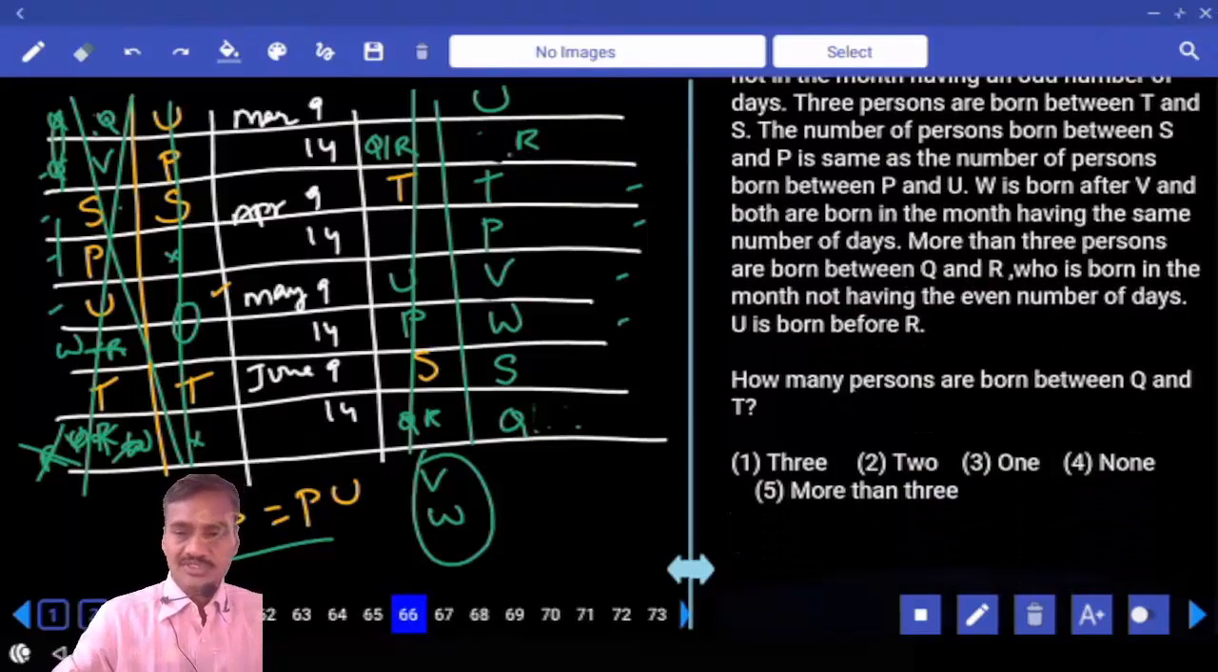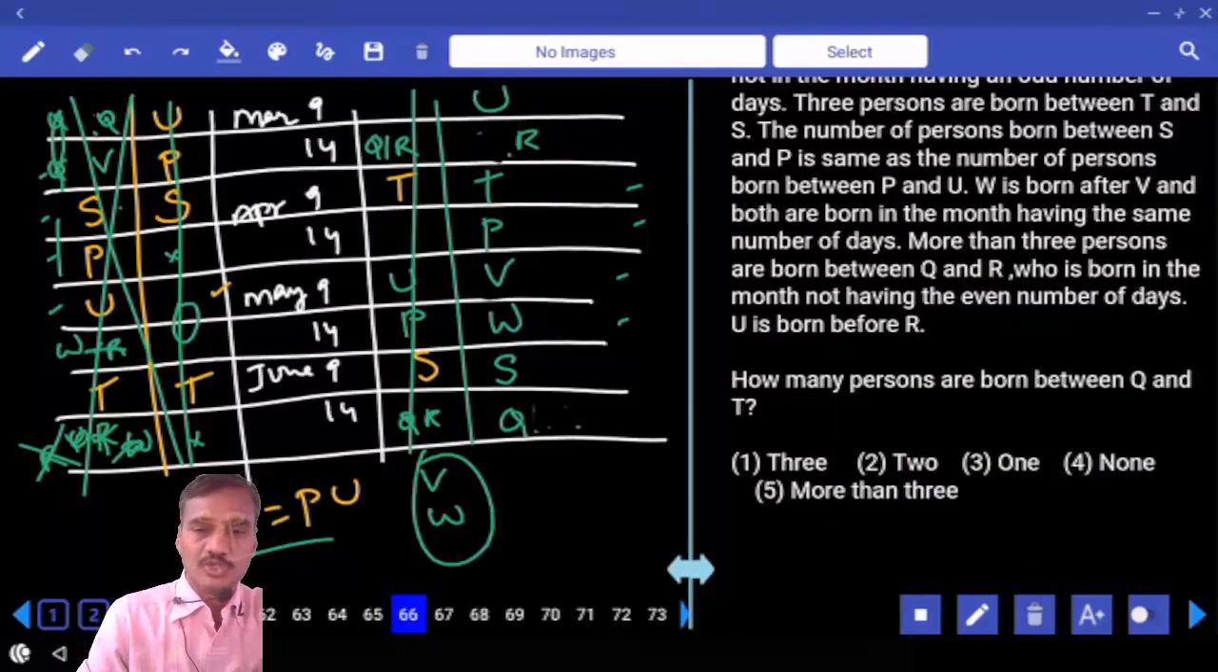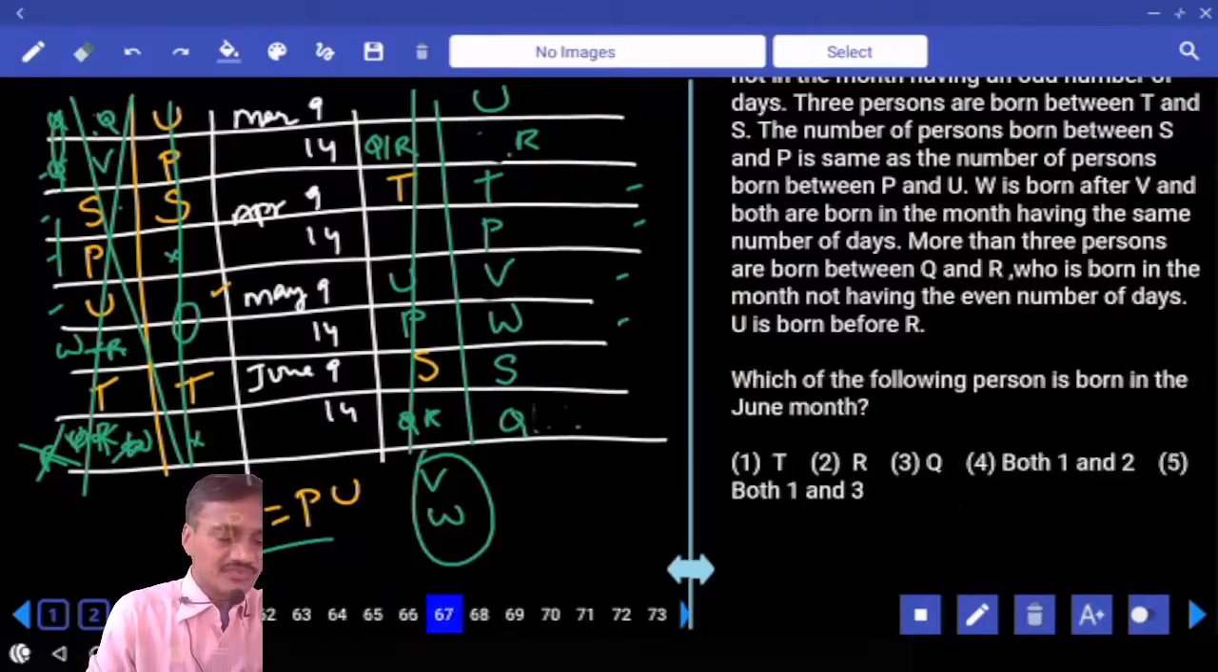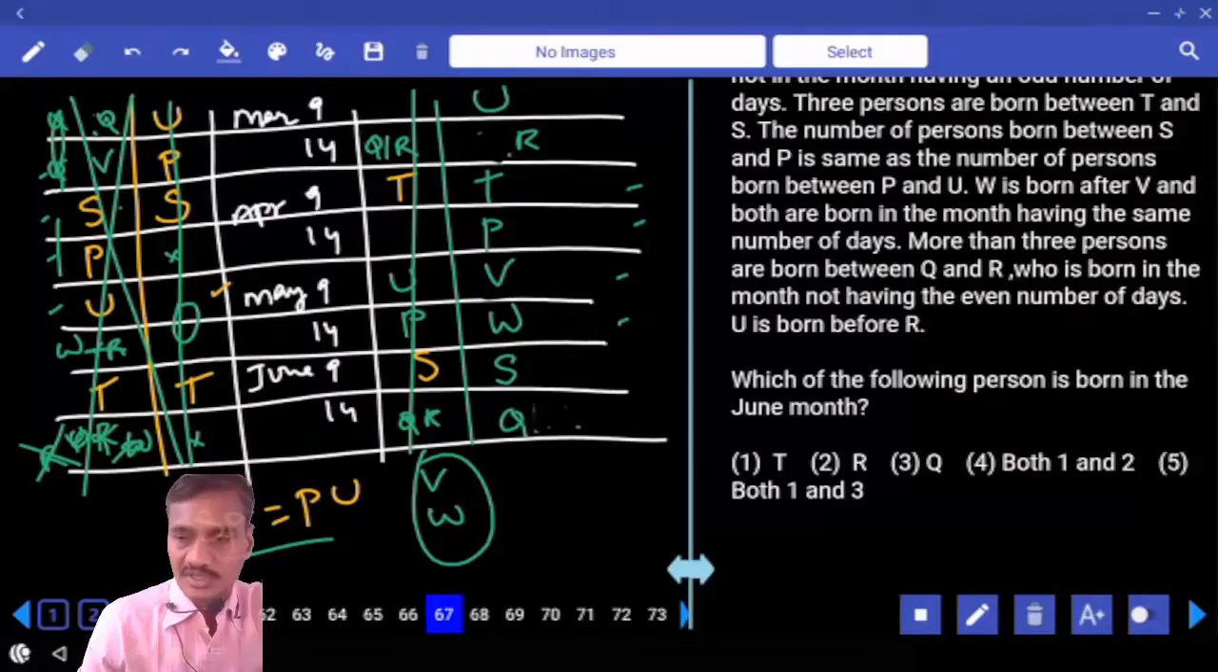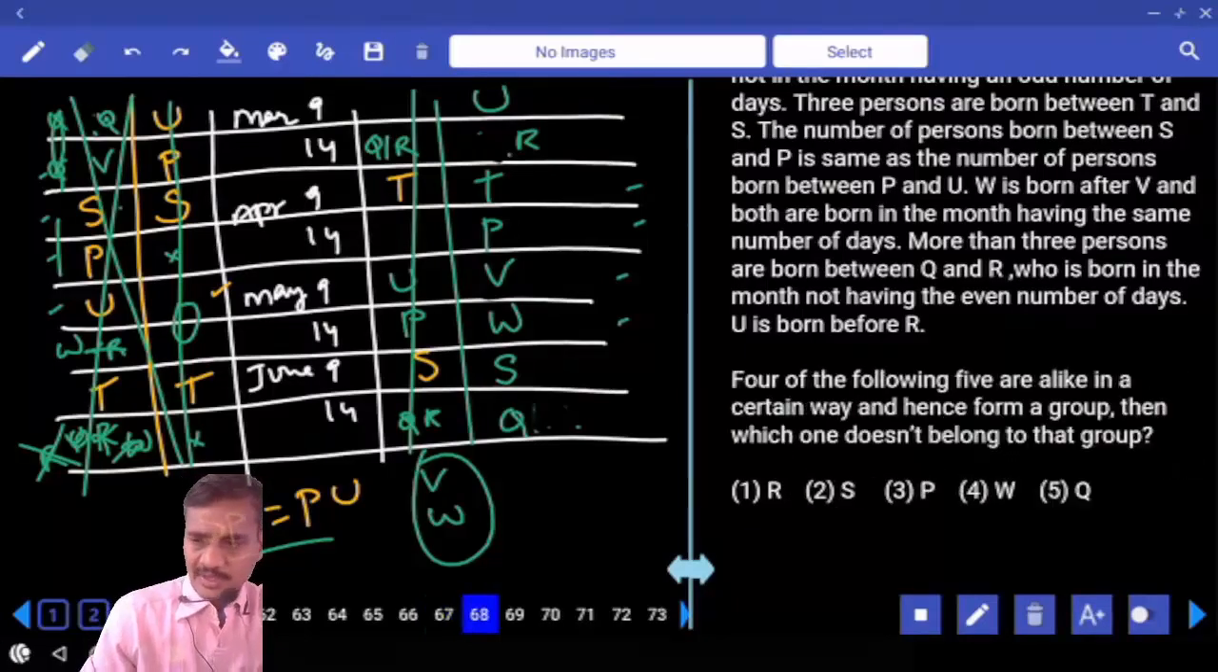Then question number 66, how many persons are born between Q and T? In between Q and T, how many persons are there? There are exactly 4, choice 5. And the next one, which of the following persons is born in the month of June? Now in the month of June, tell me who is that person? Only Q, choice 3.